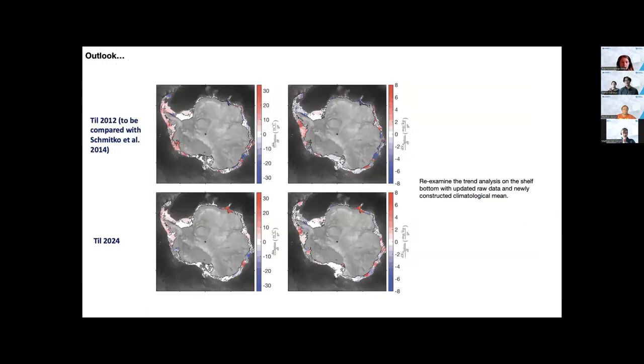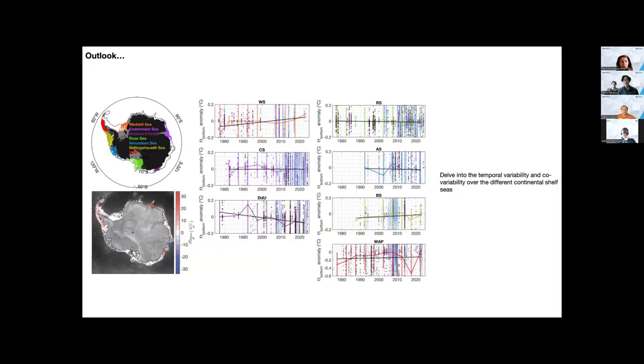Another thing that we're inspired to do is to re-examine the bottom water property trend that has been done before, with the new climatology and with the updated data sets. These are just examples of the bottom temperature and salinity trend that's been derived from our data sets, in comparison with the one that was presented before. Next slide, please.